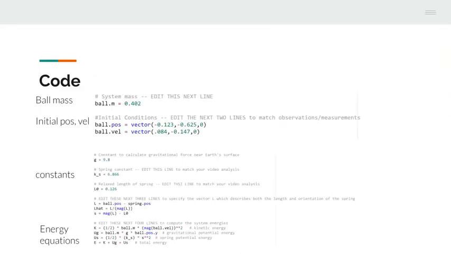Here's my code, and the top is the ball's mass. I have the initial position and velocity of the ball, the constants below, and then the energy equations for kinetic energy, gravitational potential energy, spring potential energy, and the total energy.